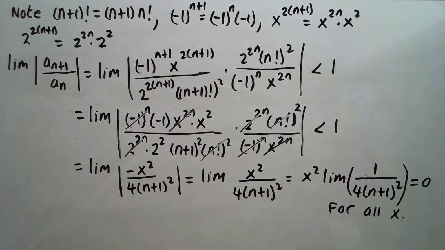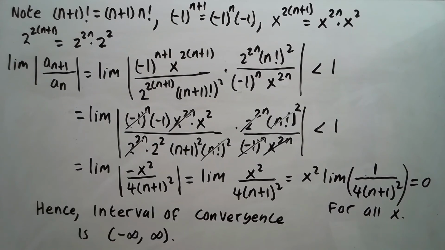So let me write that here. Hence the interval of convergence is negative infinity to infinity, or all real numbers. Again, we can say that because this limit we've shown is 0, and by the ratio test we know it converges whenever this limit is less than 1, but it's 0, which is less than 1, and this is true for all x. So it converges for all x.